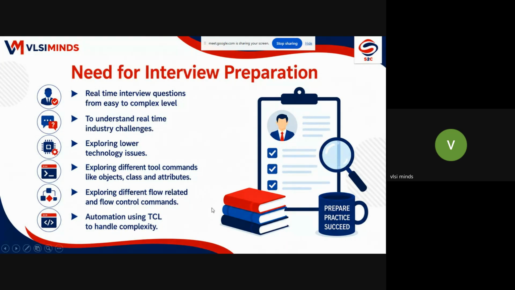Then the main thing, at last, we also focus on automation using TCL to handle the complexity. If you have 1,000 violations, you cannot fix them one by one, right? You should do automation to fix the violations. So you should learn automation using TCL. I will give you a file and ask you to get all the start points from the timing report. In the file you have all the timing reports, like 100 timing paths, and I'm telling you to get all the start points. You cannot scroll down and copy them one by one.